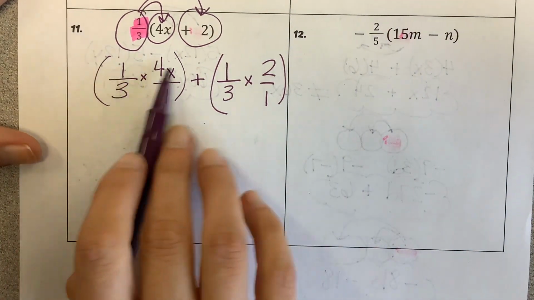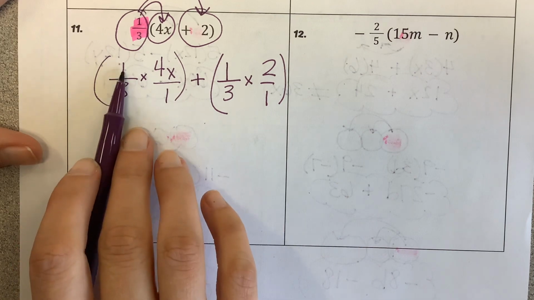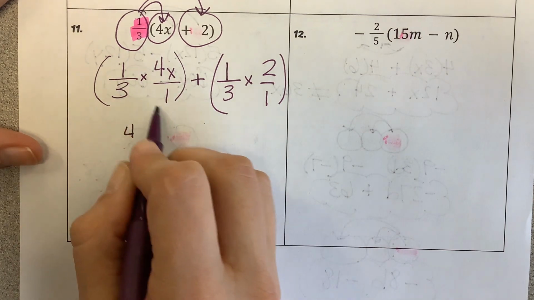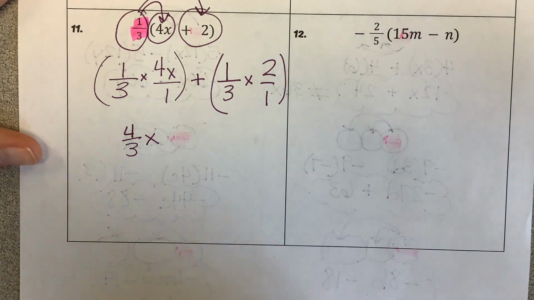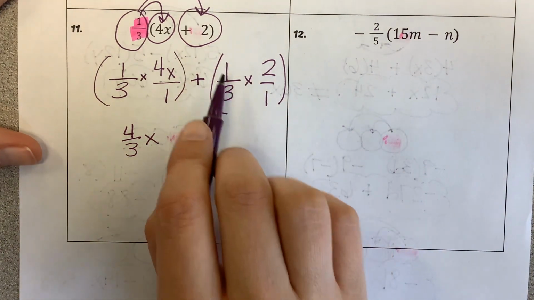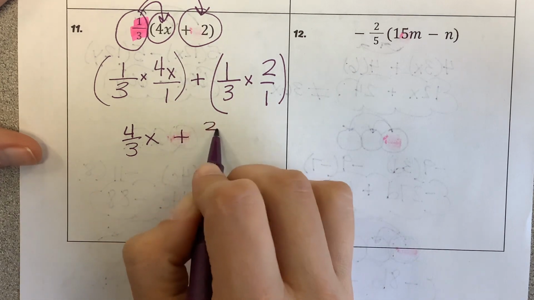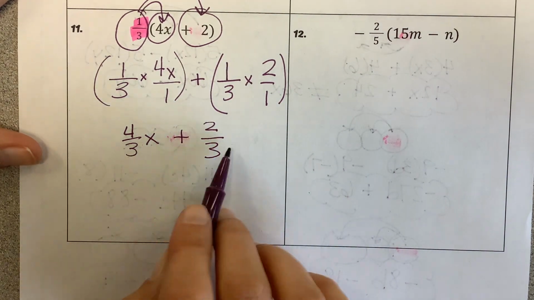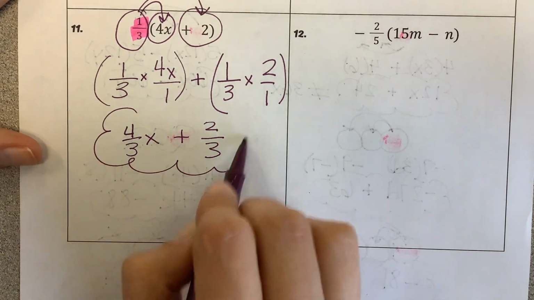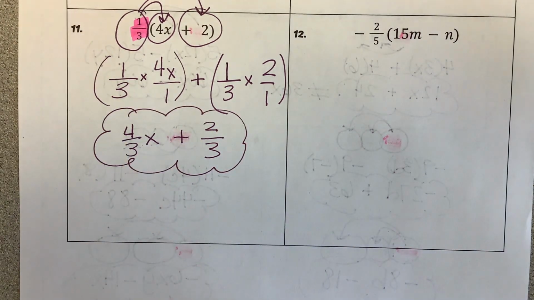So to simplify, I can't simplify my diagonals. 1 times 4 is 4. 3 times 1 is 3. So 4/3 x. Over here I can't simplify. So 1 times 2 is 2. 3 times 1 is 3. So 4/3 x plus 2/3. Again, even though they have common denominators, they can't be combined because this has x and this does not.